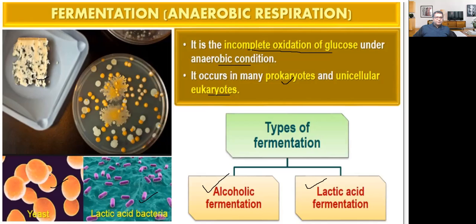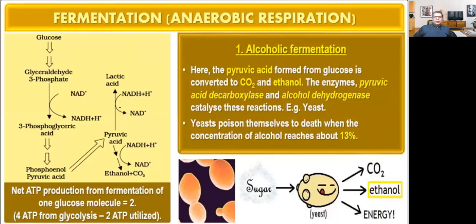These are fungi. Now, what is alcoholic fermentation? Glucose, under many steps, is converted ultimately into pyruvic acid. Then if oxygen is not there, anaerobic condition, pyruvic acid is converted into ethanol and releases carbon dioxide. Here there will be use of NADH, which will be getting oxidized into NAD.